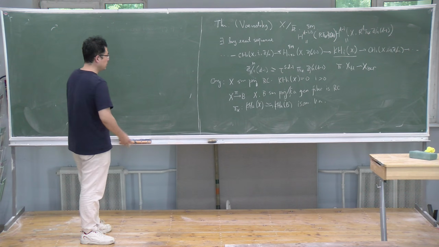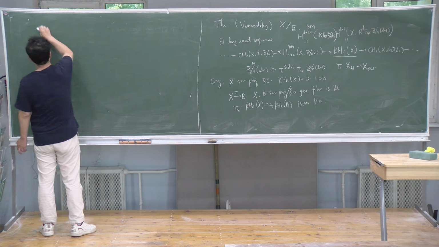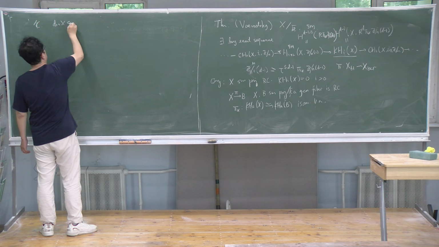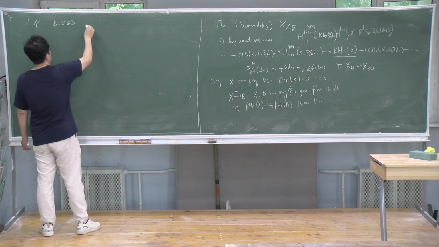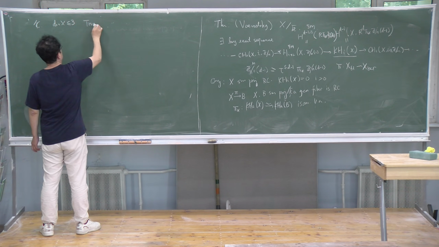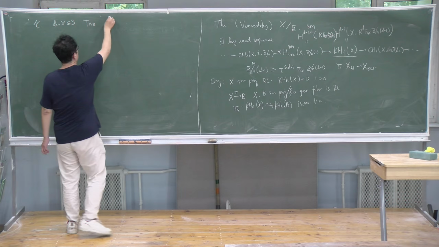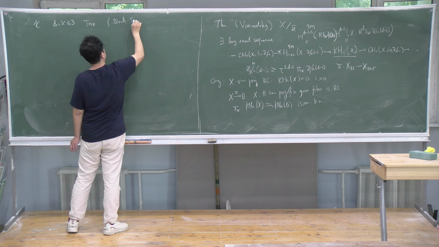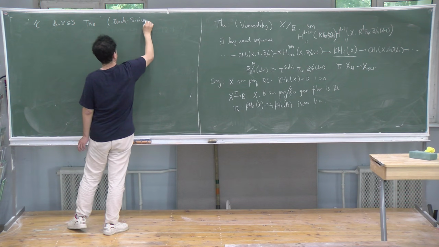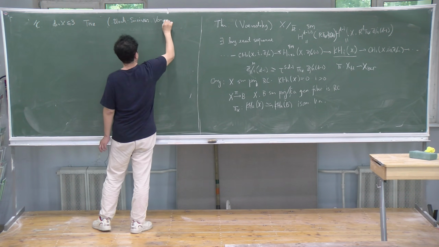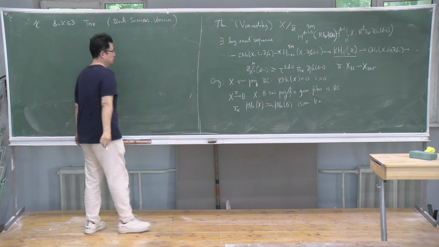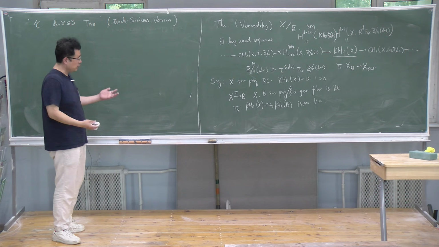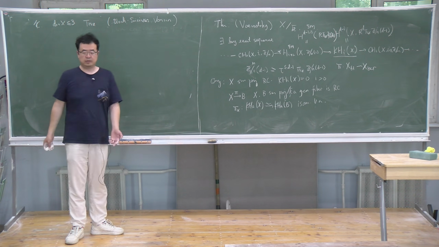So what is known about this? Over the complex numbers, when the dimension of X is at most 3, then this is true. It's a combination of works of Bloch, Srinivas, and Mazur. Then in general, this is just completely open.